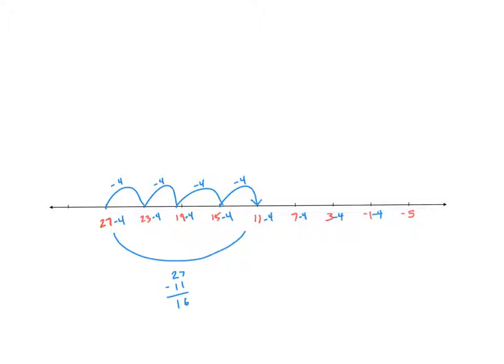I still have to fill in the spot to the left of the 27, but for that number, I'm going to have to add 4, and that gives me 31. And then I can confirm that by subtracting 31 minus 4 equals 27.